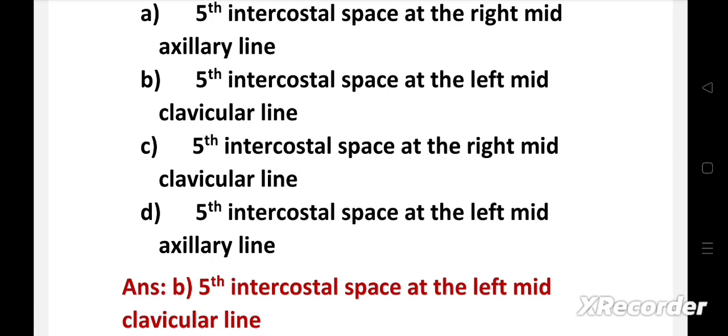Location of auscultation for apical pulse is the fifth intercostal space at the left mid-clavicular line, where the apex of the heart is located.